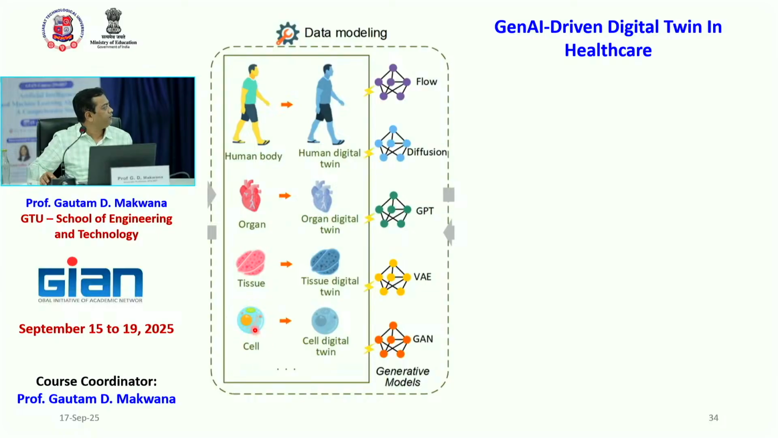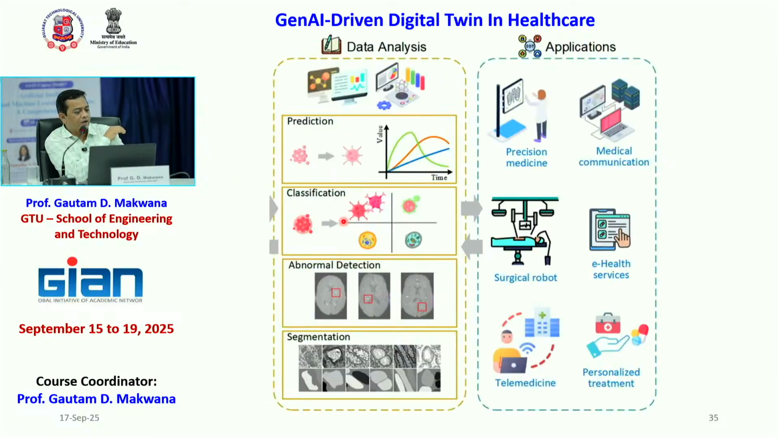Okay, so this is your case of what kind of effect the environment has. Suppose this organ, if I put it into a very noisy environment, what kind of effect will there be on the heart? That kind of thing is considered. You can look into the digital twin generated by generative AI. Now, in the same way, this will help in various medical diagnosis: prediction, classification, abnormality detection, and segmentation of the disease.